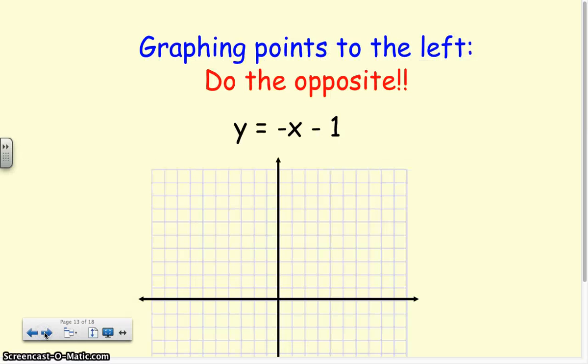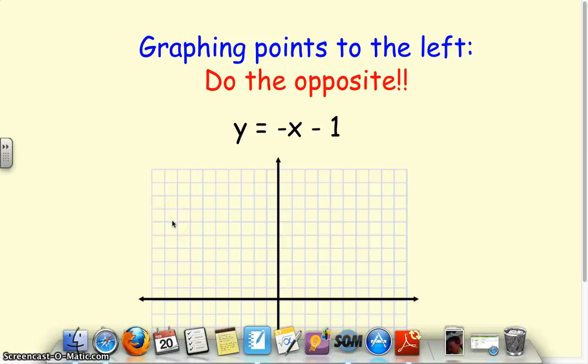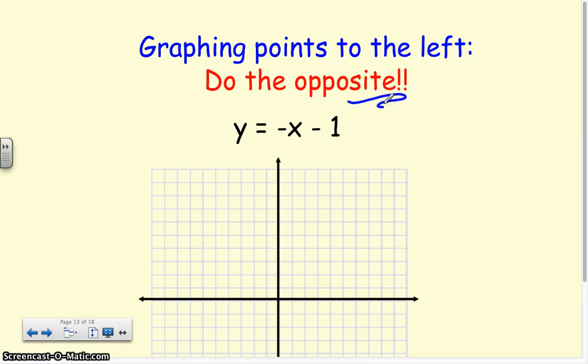All right, one concept you need to know, graphing points to the left. When we graph points to the left of the initial y-intercept, what we do is do the opposite. And what in the goodness do I mean by that? Well, if you look here, y equals negative x plus 1, I have a slope of negative 1. So it's like go down 1 over 1. This means I go down 1, and then I go to the right 1.